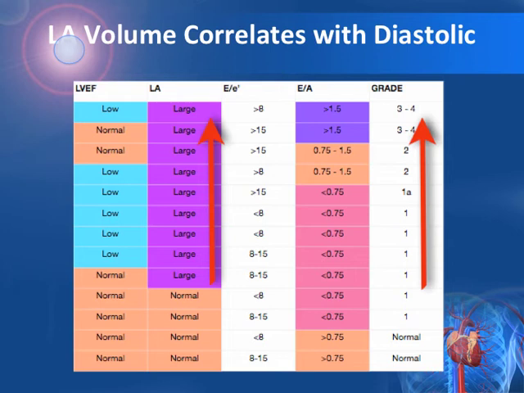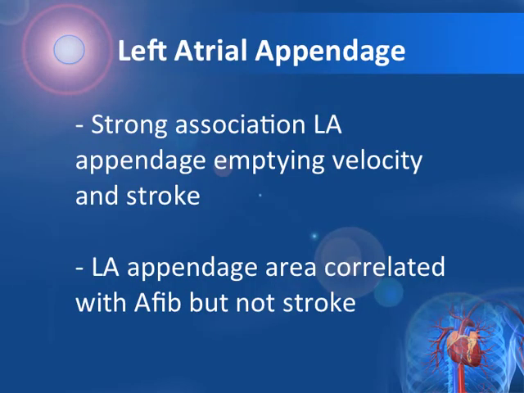And as you can see here, you can have a significant diastolic dysfunction in a scenario of preserved left ventricular systolic function, as we know. What about the left atrial appendage? Now, for the left atrial appendage, there is probably a strong association between something called the emptying velocity and strokes, and I'll show you what that means. Left atrial appendage area seems to be correlated with the incidence and frequency of atrial fibrillation, but not with stroke incidence.